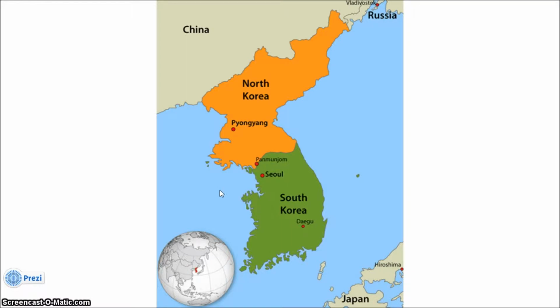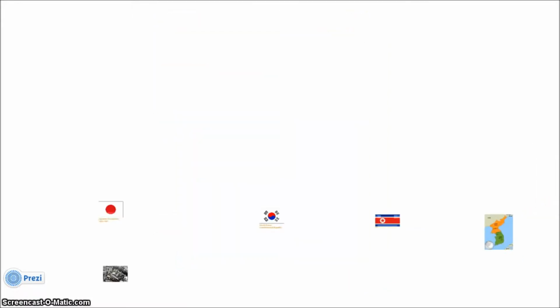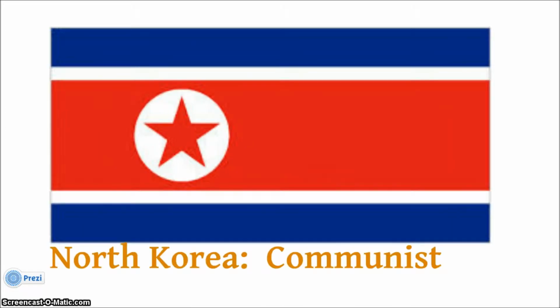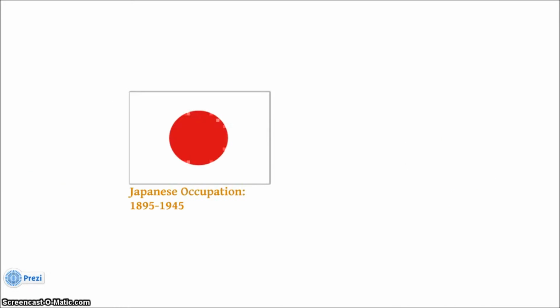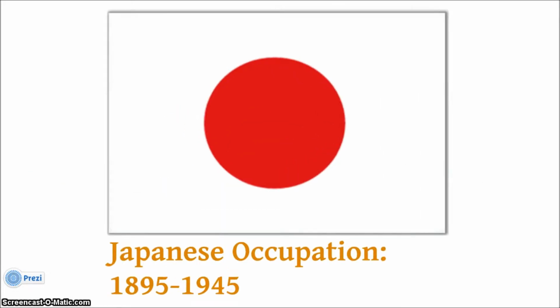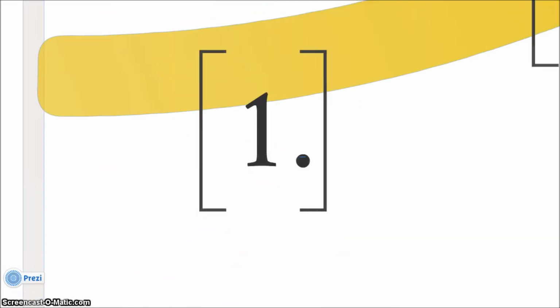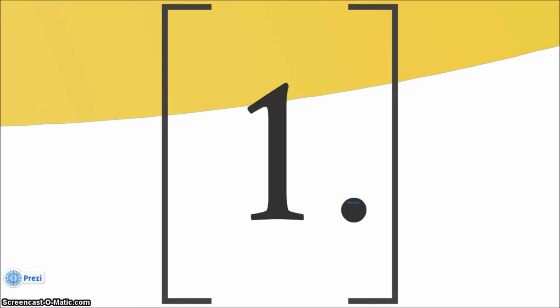Today, Korea is split up into two countries, the Democratic People's Republic of Korea, North Korea, and the Republic of Korea, South Korea. But before 1945, it was a unified country under the control of Japan. Using the diagram showing the 6 stages of conflict, we can examine the Korean War.